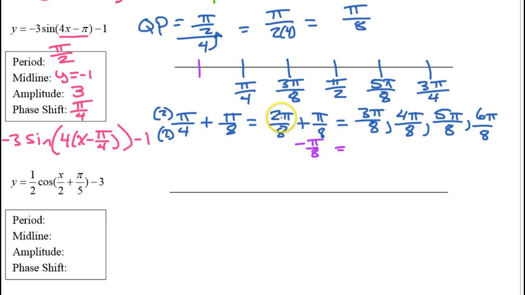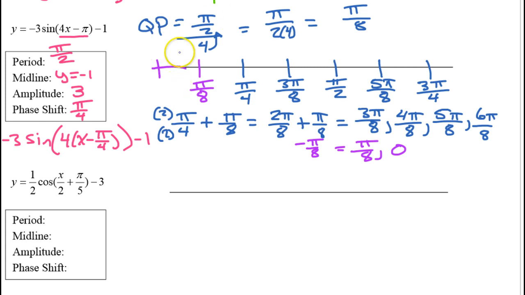Okay, so 2 pi over 8 minus pi over 8 would be pi over 8. That's still positive, so I need to subtract again. If I subtract another pi over 8, that would just be 0. So I'm going to have to add 2 marks on here. The first mark over would be pi over 8, and then the next mark would be 0. Since this next mark is 0, that is where the y-axis actually goes.